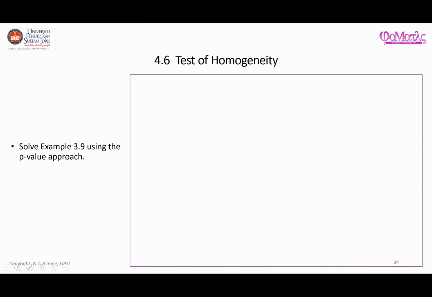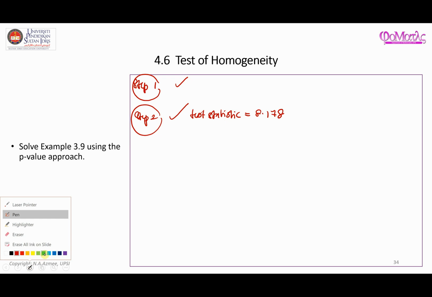Alright, if let's say you want to solve this example using the p-value approach, you will have the same procedure for step 1 and step 2. Step 1, same idea. Step 2 is also the same idea, where you see that the test statistic here is 8.178. Now the third step is to find the p-value.